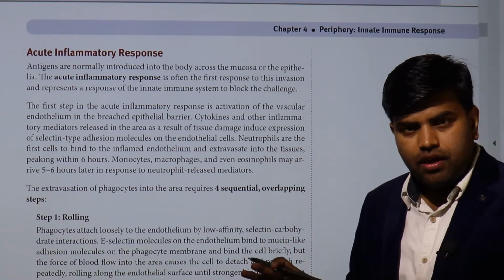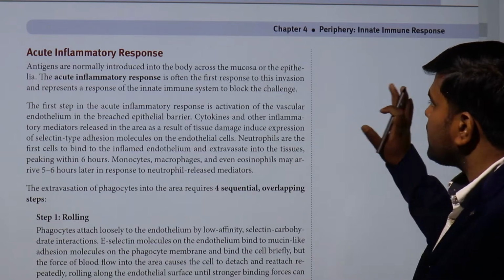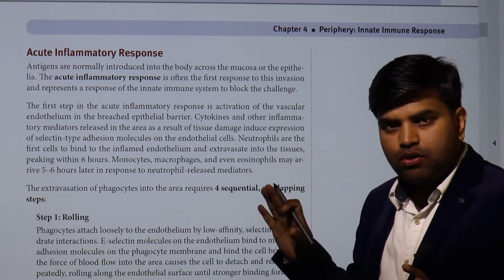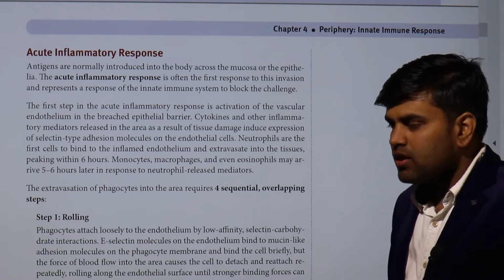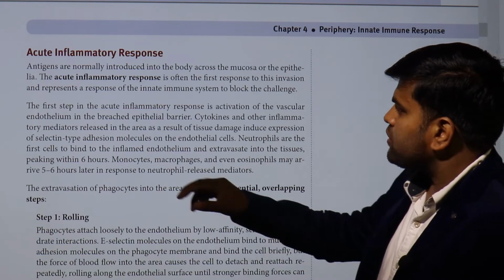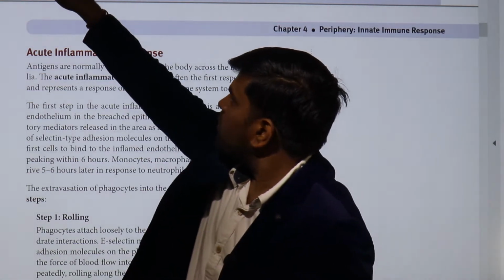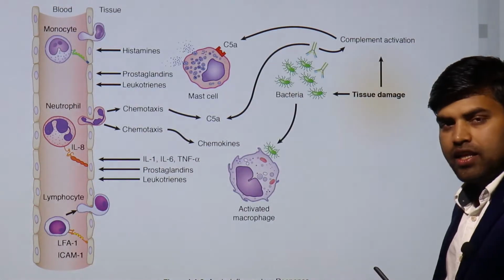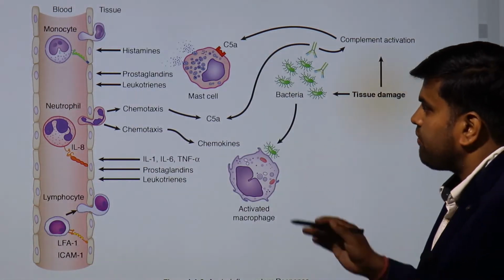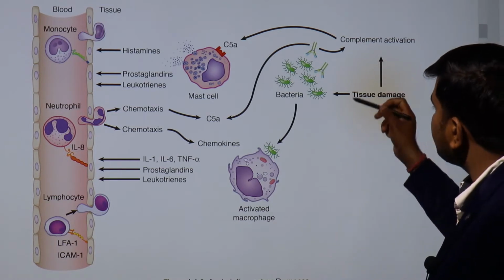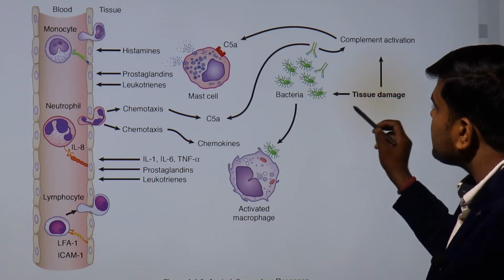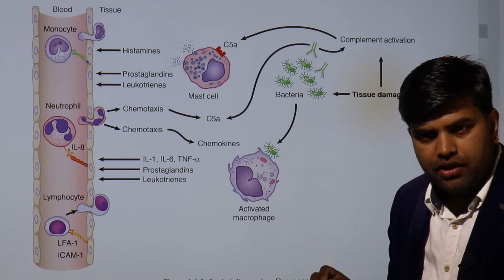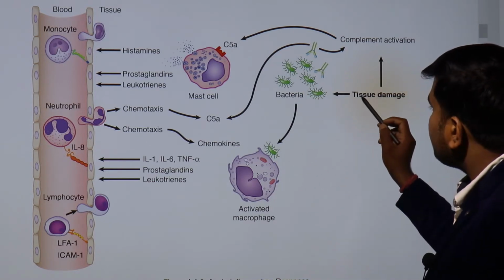We are on page around in chapter 4 of Kaplan Microbiology, where we are discussing this acute inflammatory response. Before going into detail, let me give you an overview to understand the details of these events. Suppose there is a tissue injury, the tissue is damaged, or there is a breach in the tissue due to bacterial invasion. What will happen? There will be tissue damage.